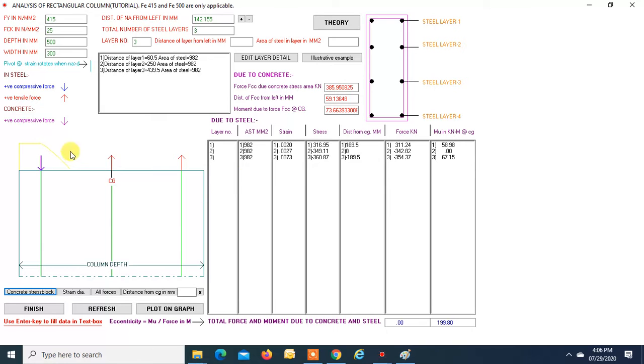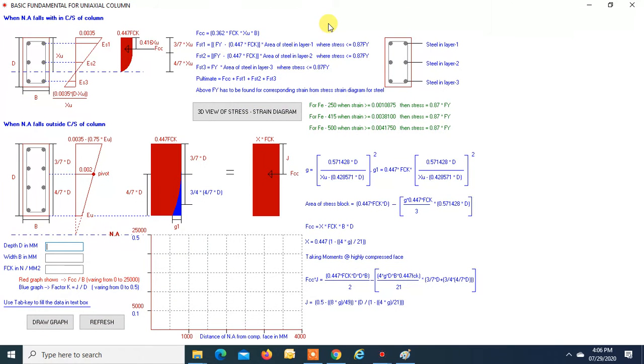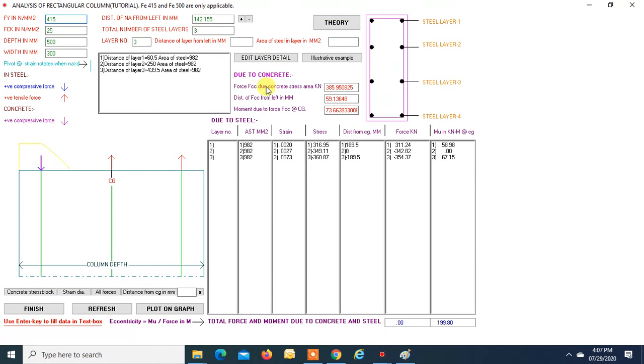So how do we get this? Our neutral axis falls within the section, right? So we can use the simple formula that we use in case of flexure, that is FCC is equal to 0.362 fck xu b. So this is how we get FCC. Now, what is Pu? Pu is nothing but the addition of all these four forces, right? FCC is positive because it is under compression, right?